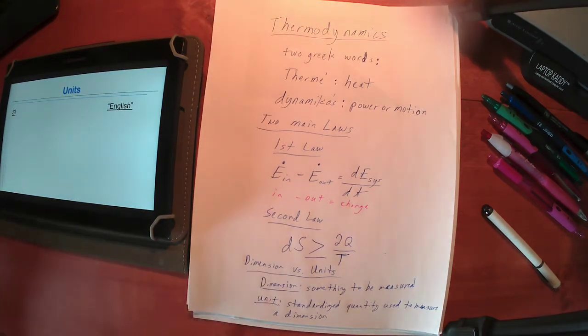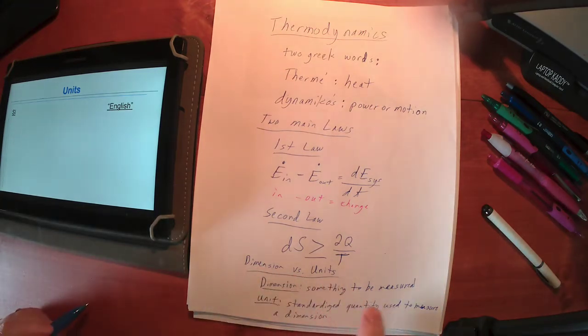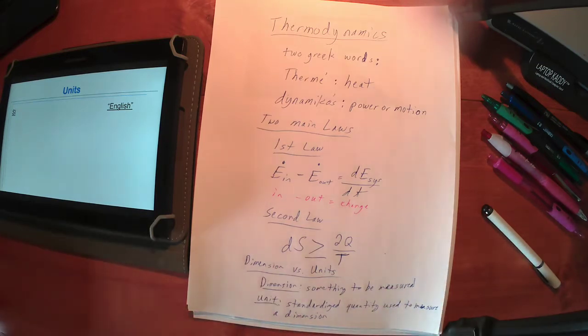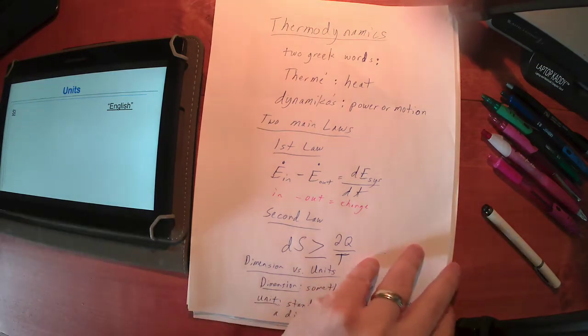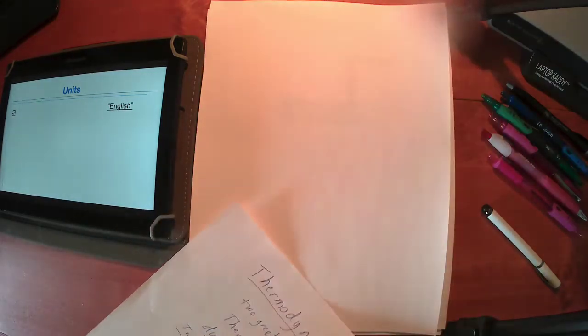So the last thing we talked about there was dimensions versus units. Again, dimension is something to be measured, something we want to measure, and a unit is a standardized quantity we use to be able to communicate those measurements with each other.